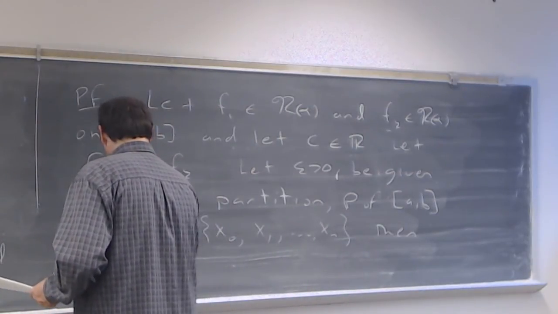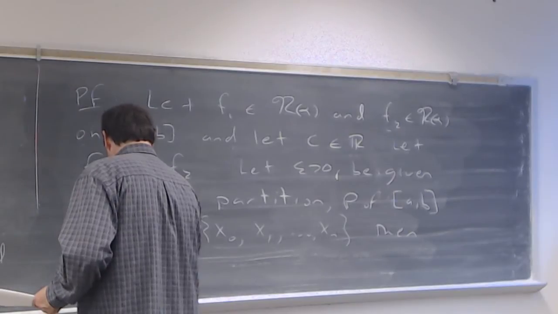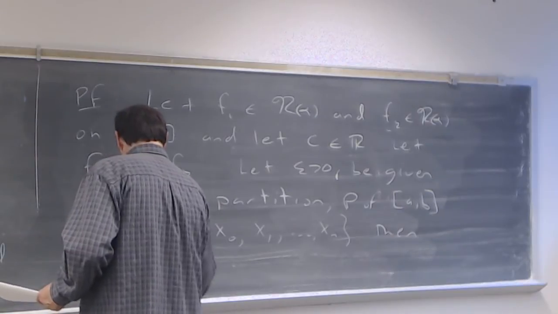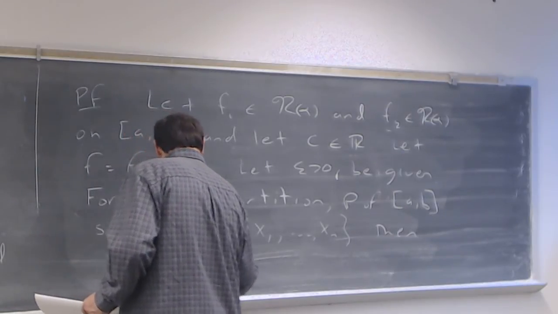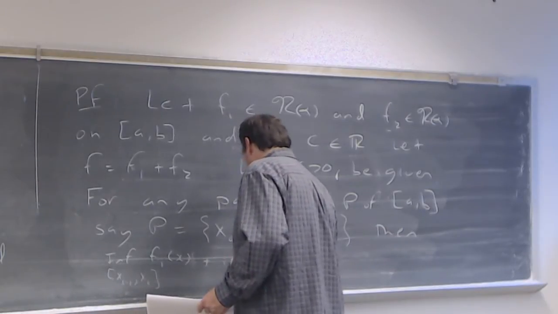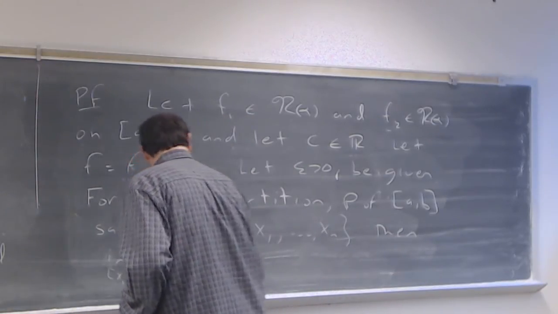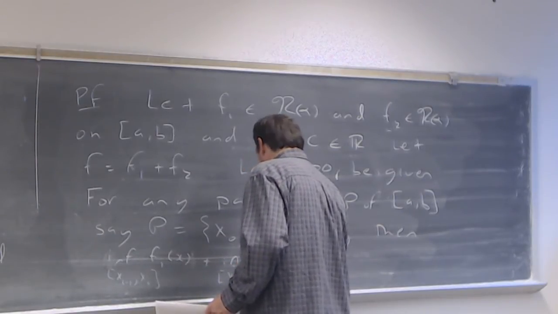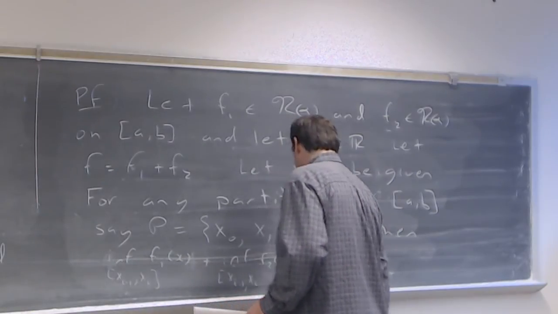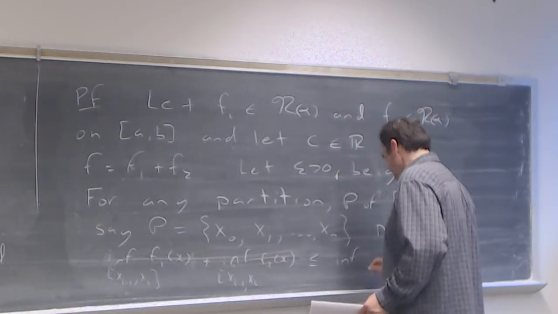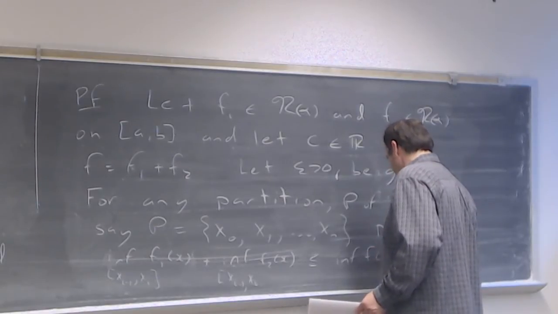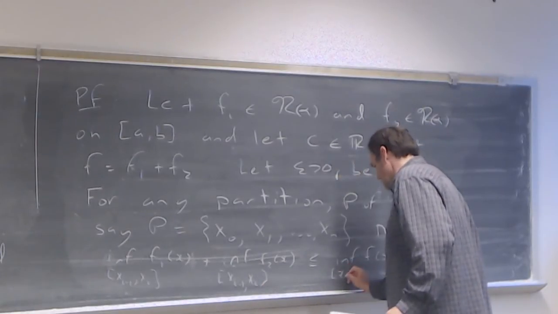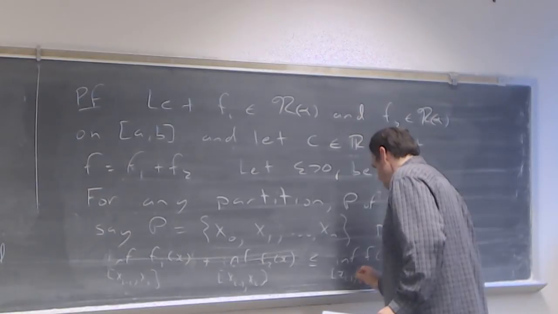The first one is that the infimum over any one of these subintervals, x sub i minus 1 to x sub i, of f sub 1 of x plus the infimum over the same subinterval, x sub i minus 1 to x sub i, of f sub 2 of x, that's going to be less than or equal to the infimum of f, the addition of f sub 1 and f sub 2, over this same subinterval, x sub i minus 1 up to x sub i.